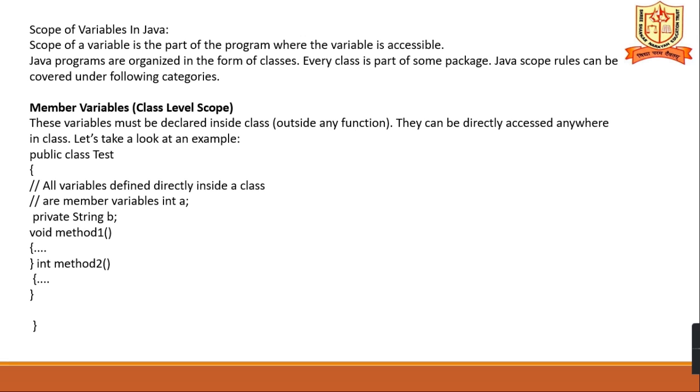There are two types of variables. One is a class variable or member variable, and the other is a method variable or local variable. See here, in a member variable, these variables must be declared inside the class. They can be directly accessed anywhere in the class. Let's take an example. Here, public class Test is there and the variable is a String variable with the name b. And then two methods are there.